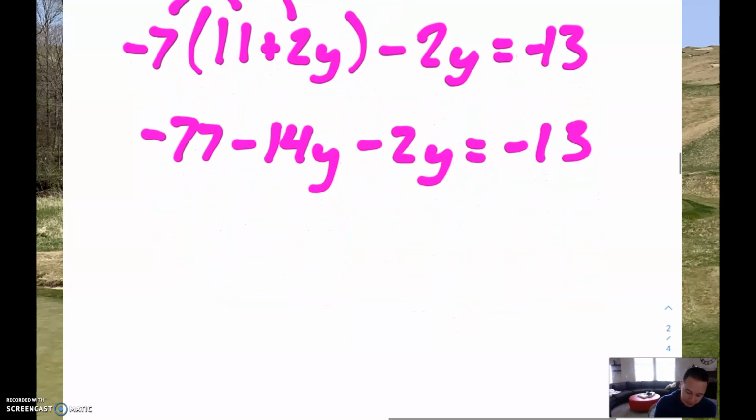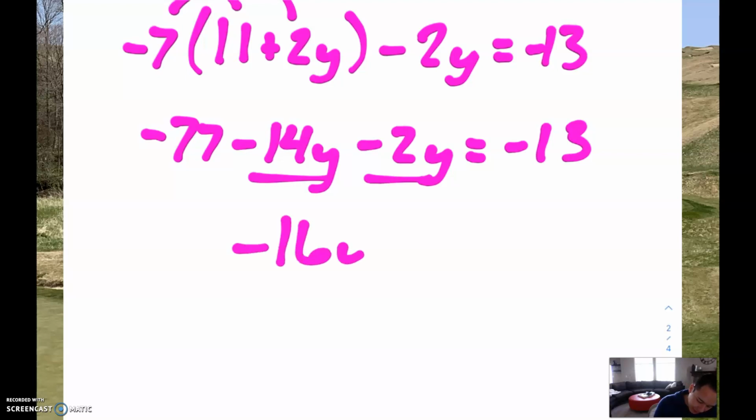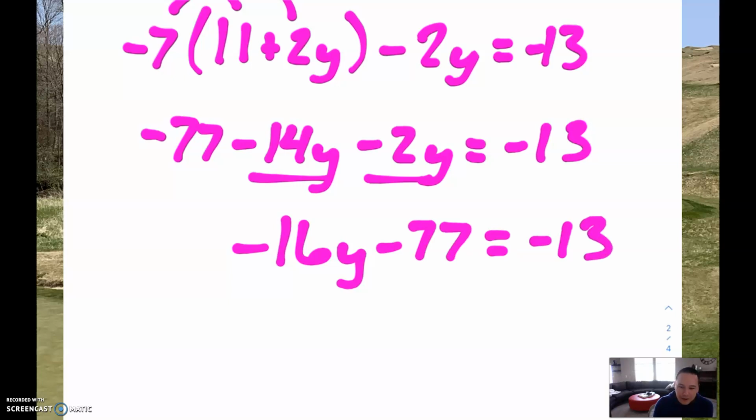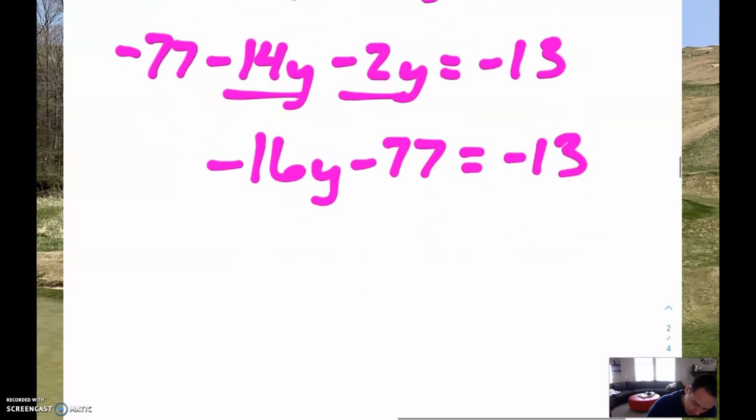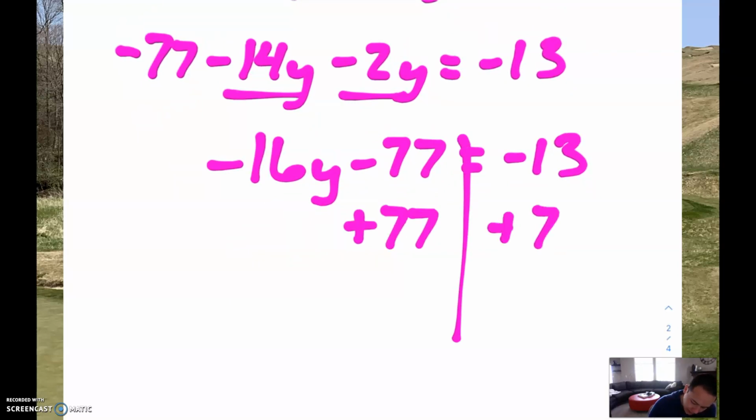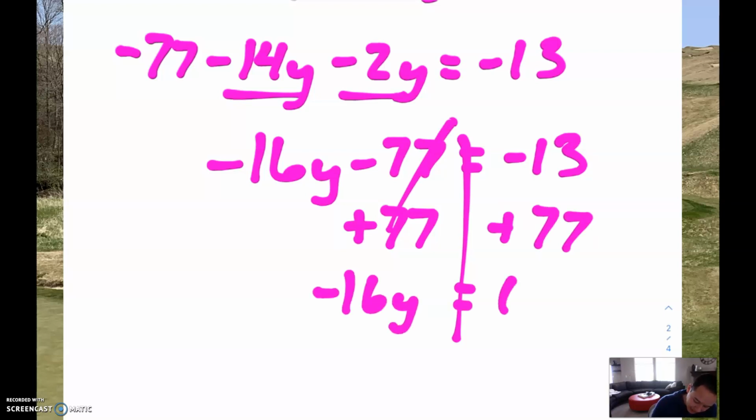We can combine some like terms, so those y's are like terms, and that becomes negative 16y minus 77 equals negative 13. You might have written it the other way around, negative 77 minus 16y. It still equals the same thing. We can then get rid of the minus 77 by adding it to both sides. We get negative 16y equals a positive 64.